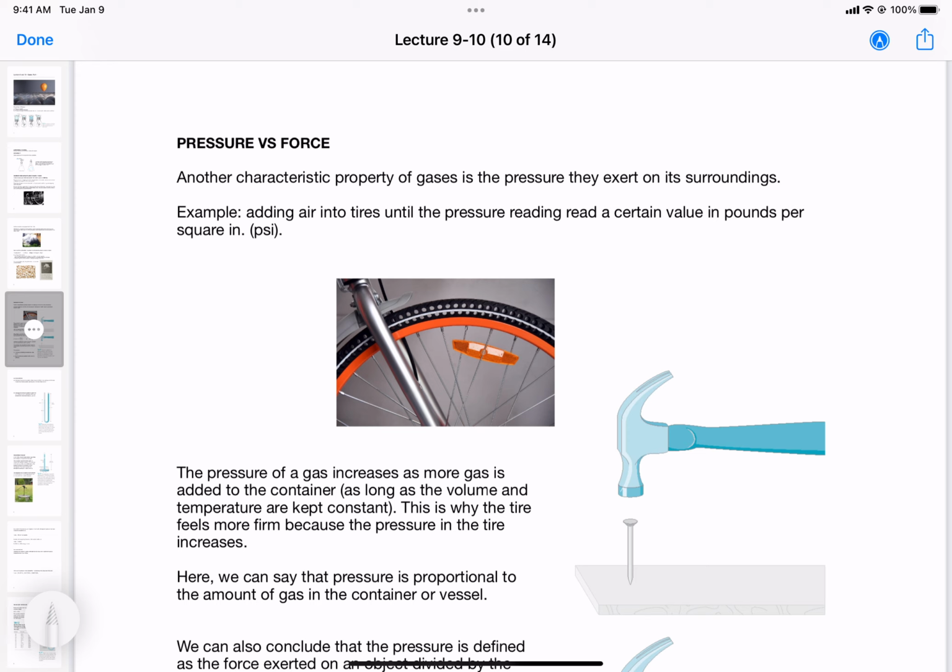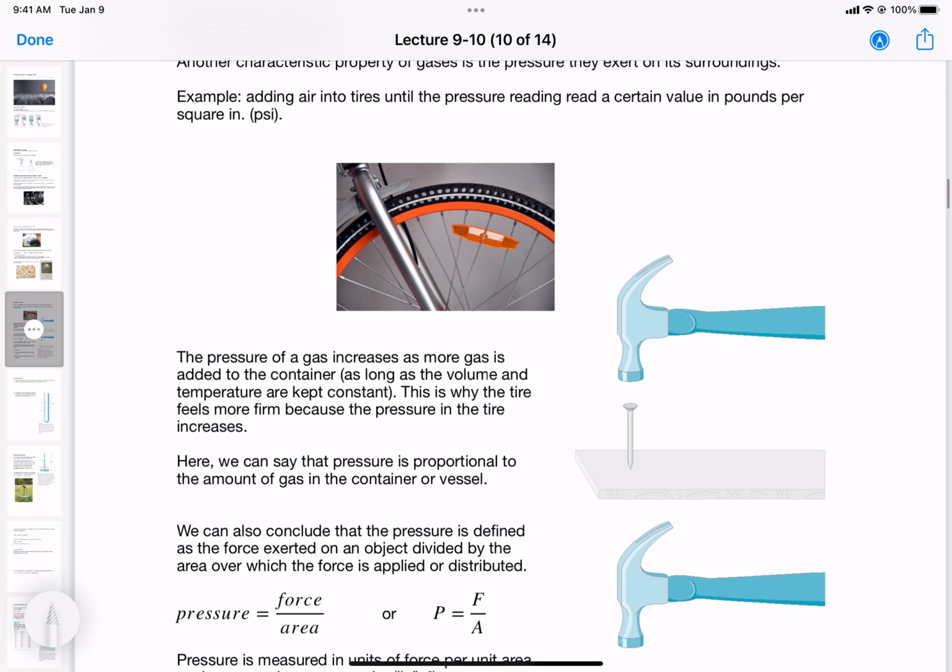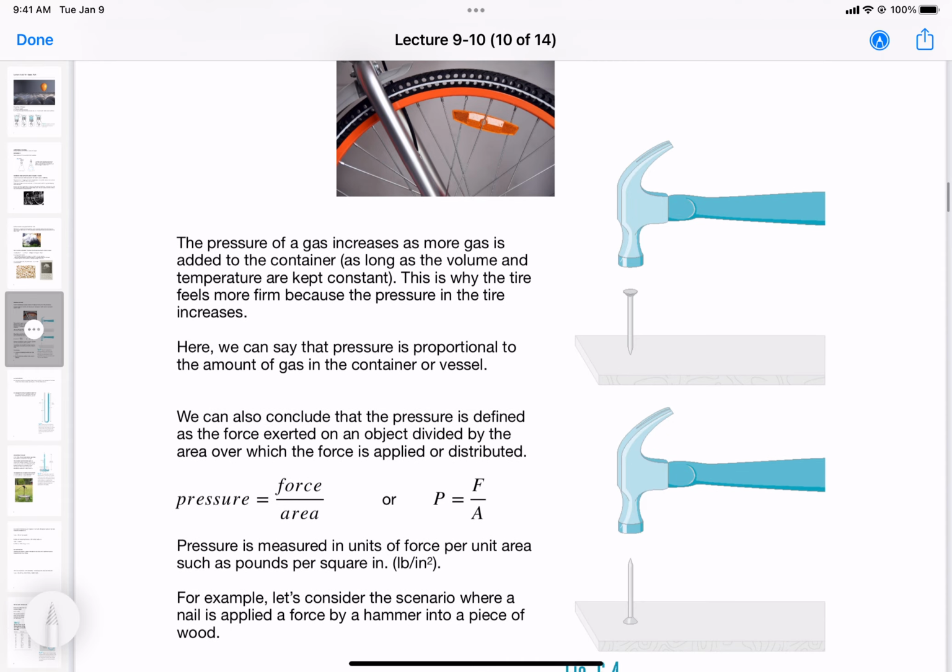Okay? All right, so then we can also define pressure in a different way. When it's exerted on an object, we say it's the force divided by the area. The gas particles moving and hitting the surface, that's called a force. And when we have a specific force per area, there's going to be different kinds of pressure. So pressure is measured in units of pounds per square inch. So let's consider this example.